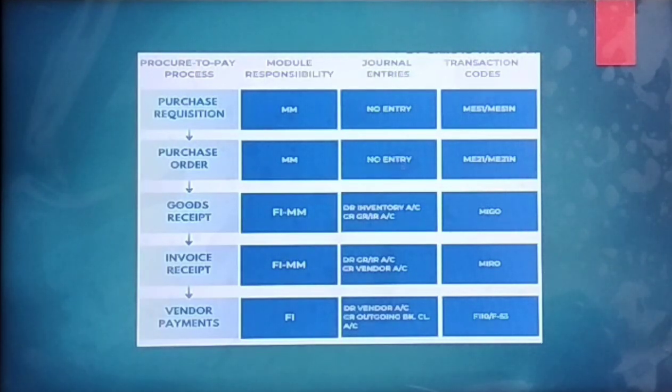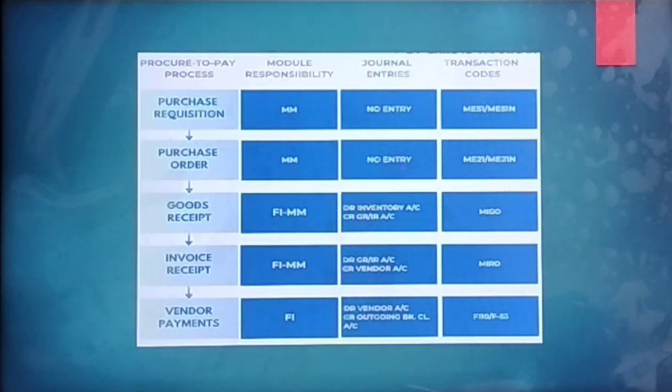Once the goods are received and your stock is leveled up, the vendor will send out the invoice, and you will receive the invoice and do the invoice receipt. Again there is an integration with FI, with the journal entries: the GR/IR account, WRX, will be debited and the vendor account, in the sense KON account, is credited. The T code is MIRO.